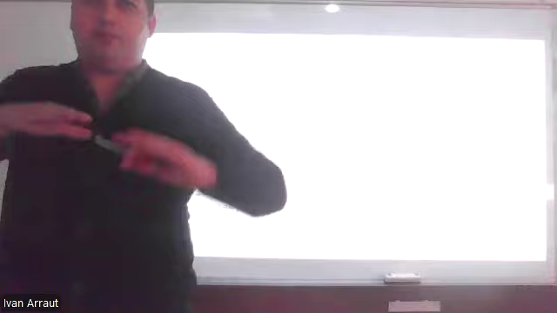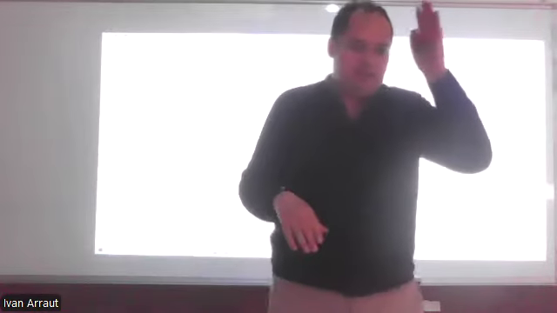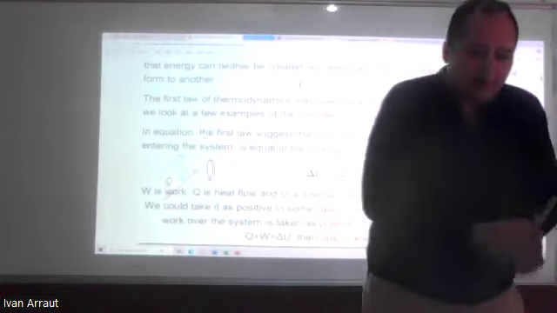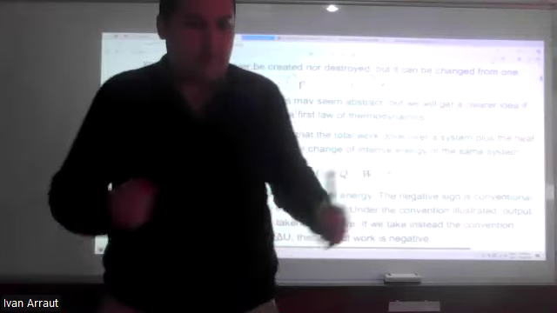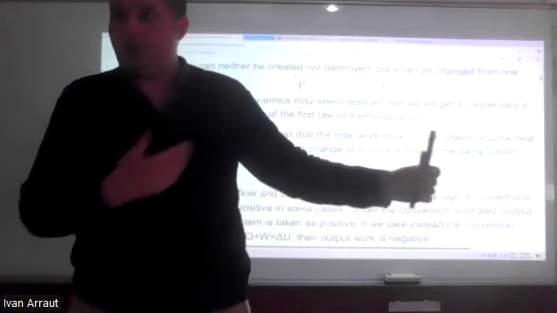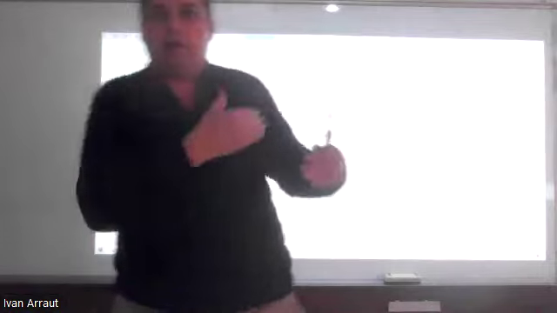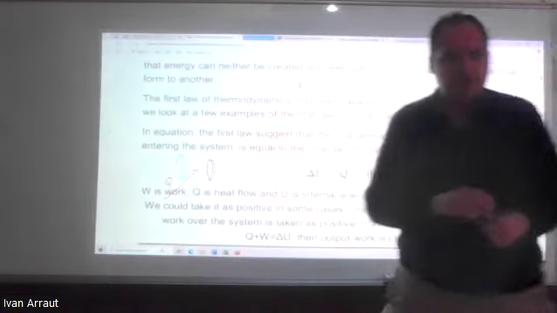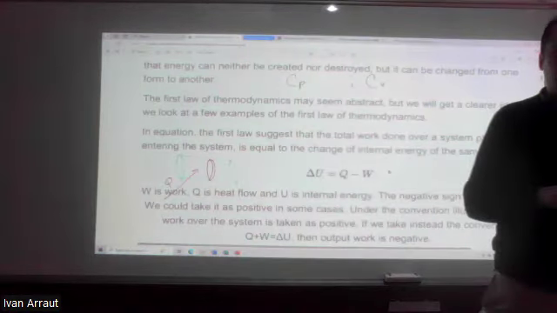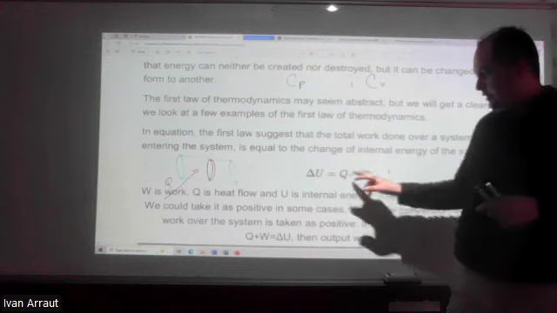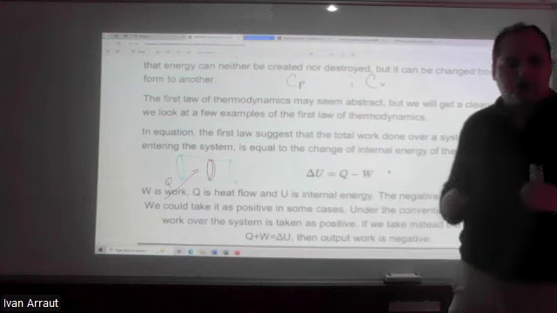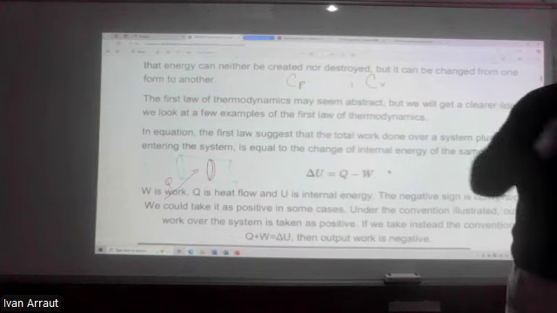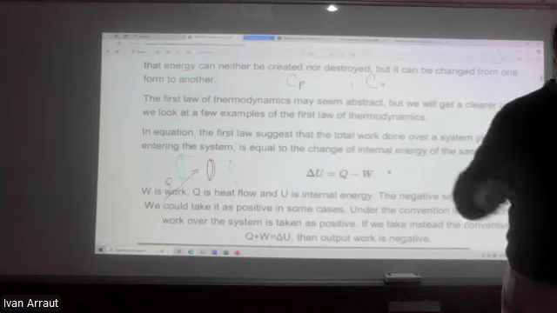Here we don't care about the process. We stay in one state of equilibrium, a second state of equilibrium, and we evaluate the changes between one state and the other. We don't care what happened in between. Well, we care, but we care in these two quantities because these quantities depend on the path, but thermodynamics itself evaluates conditions of equilibrium.